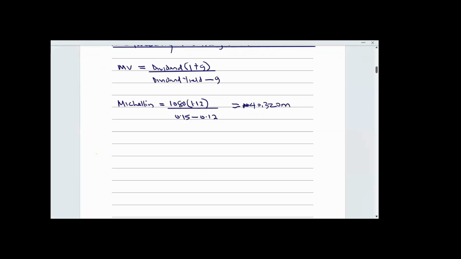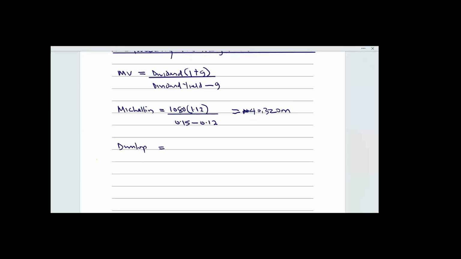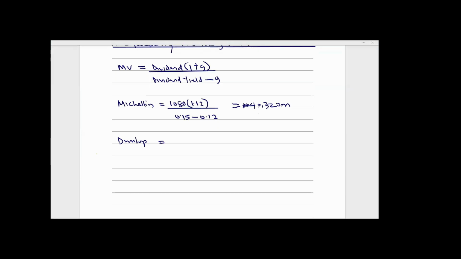Then I will do the same thing for Dunlop. So I'll go back to the question: what is the dividend of Dunlop? Dunlop has 1,115. And then the growth rate of Dunlop is 4%. The cost of equity of Dunlop is 12%. Okay, so growth rate is 4, cost of equity is 12.